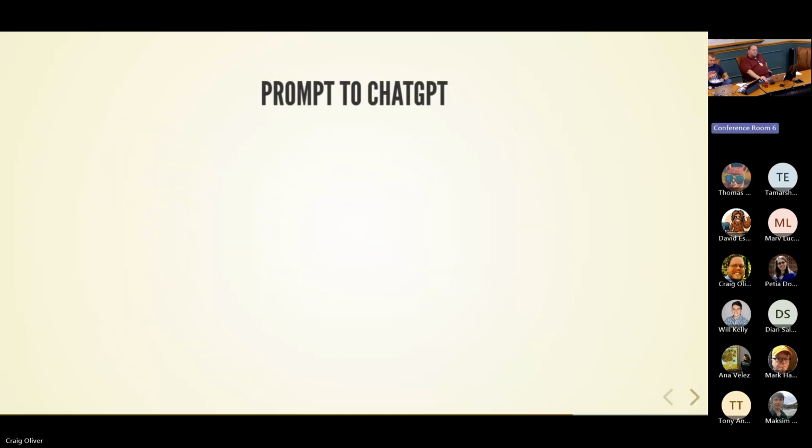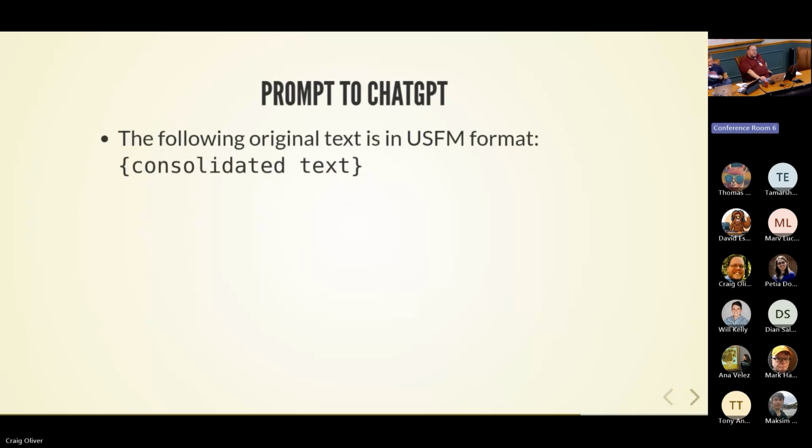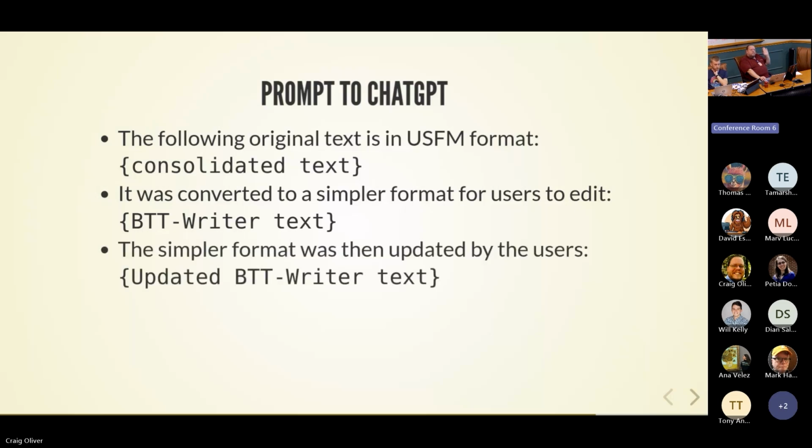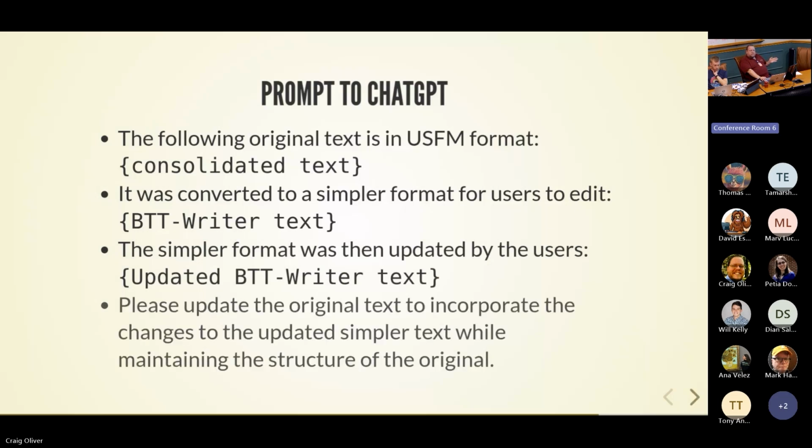So my prompt eventually ended up looking like this. I said, dear ChatGPT, here's the following original text. This is the one from the consolidated repo. Then I explained to ChatGPT it was converted to this simpler format for users to edit. That's the BTT writer text without any of the user's changes in it. Then I explained this simpler format was then updated by the users, and I provided it the updated text. And then I said, please update the original text to incorporate the changes to the updated simpler text while maintaining the structure of the original.